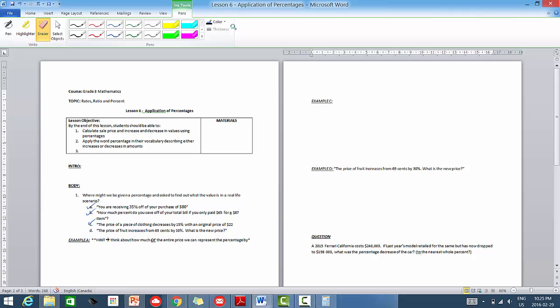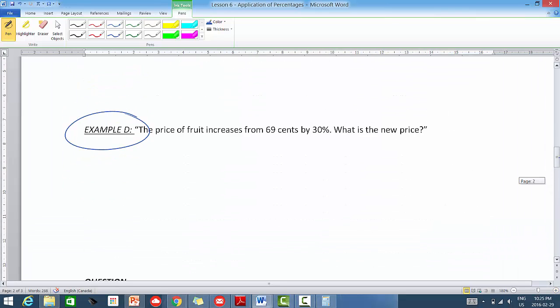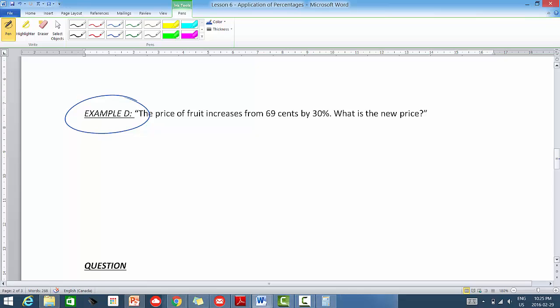So where we finished off the other day was on example D. We did part A, part B, part C, and now we're on D here. So let's zoom in on where we left off. Okay, so D. The price of fruit increases from 69 cents by 30%. What is the new price? So this is saying add on 30% of 69 to the price.